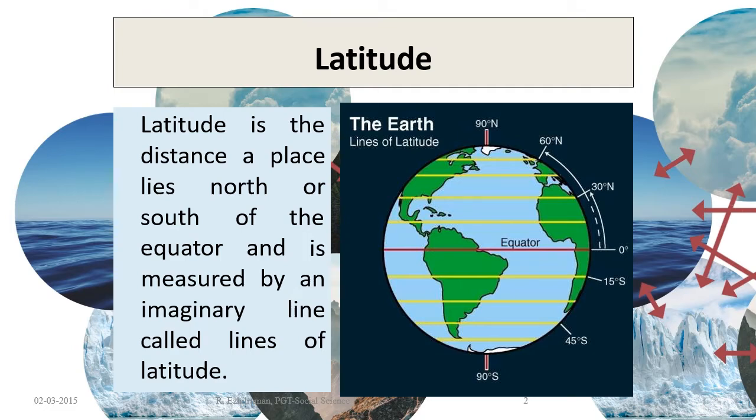Last time, you studied about the climatic controls, and today we're going to look at some of the factors affecting the climate of India. The first factor that affects the climate of India is latitude.